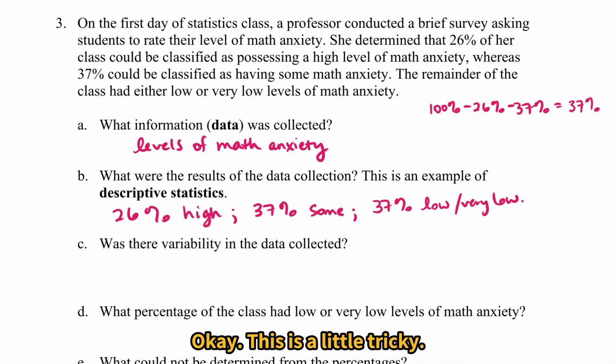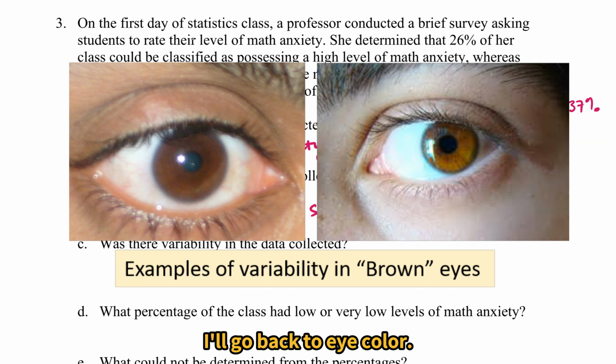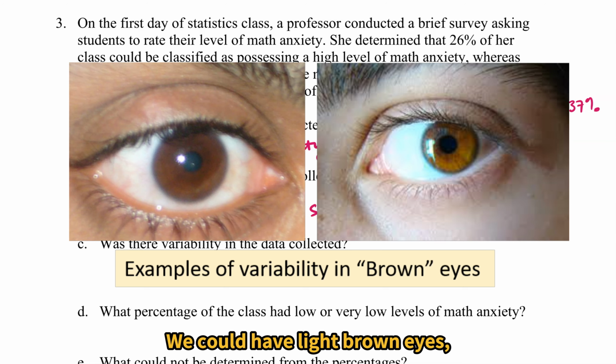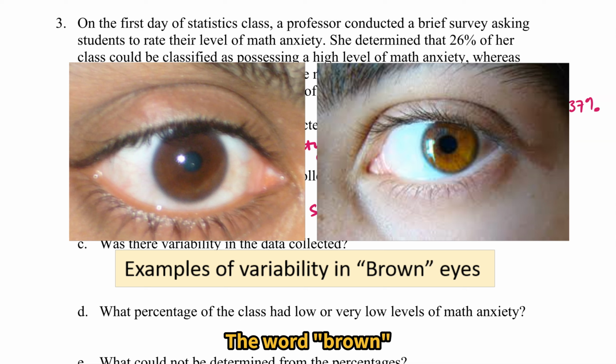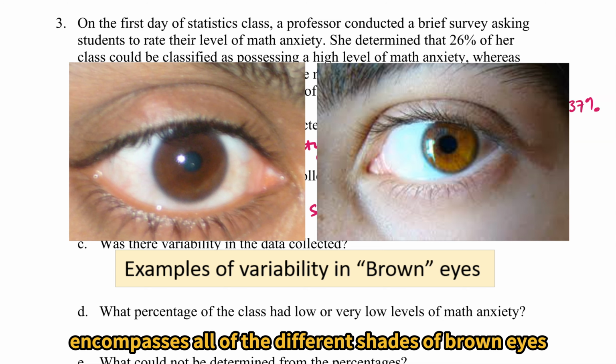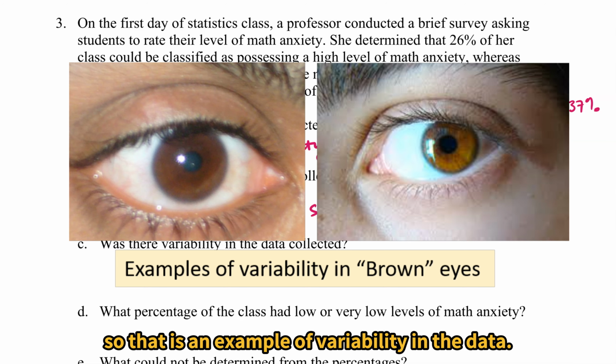Okay, this is a little tricky. This idea of variability means that, actually, I'll go back to eye color. Think about eye color. We could have light brown eyes, we could have medium brown eyes, and we could have really dark brown eyes. The word brown encompasses all of the different shades of brown eyes that we could have. So that is an example of variability in the data.